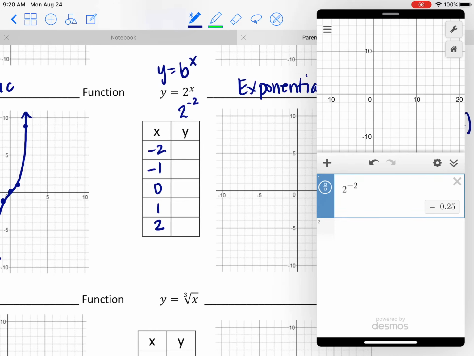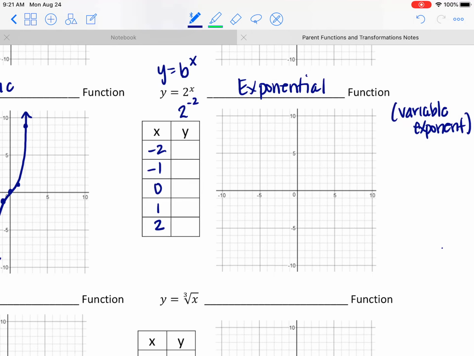So it's a fraction of 1/4. Why is it a fraction of 1/4? If you remember your negative exponent rules, anytime we have a negative exponent, we're supposed to move that base to the other side of the fraction so we can make that exponent positive. So 2 to the negative 2 is really 1 over 2 to the positive 2, which is why we're looking at a 1/4. Okay? So the same thing happens with 2 to the negative first.